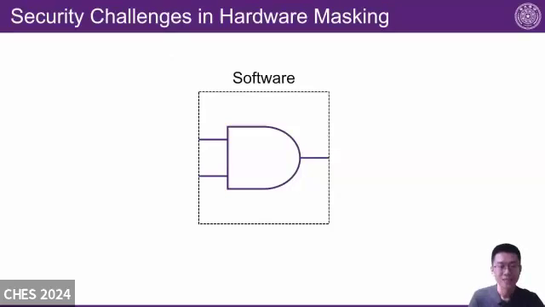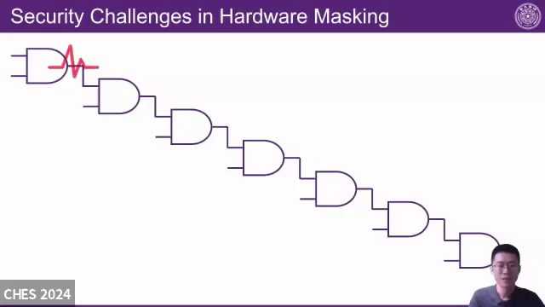This tiny glitch can cause big security issues. It makes the power consumption no longer tied to a single operation step, which is often the case in software. The reason is that glitches can propagate through the circuit. Even signals from far upstream can affect the power consumption of downstream operations. This creates significant challenges for designing masked hardware.